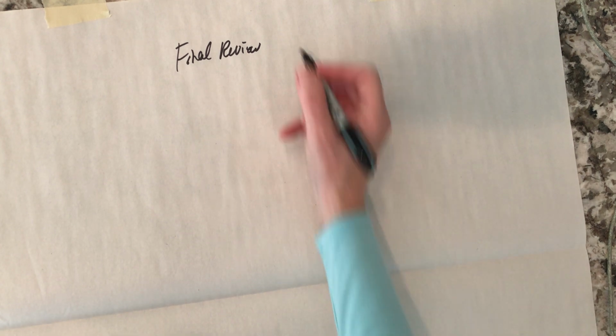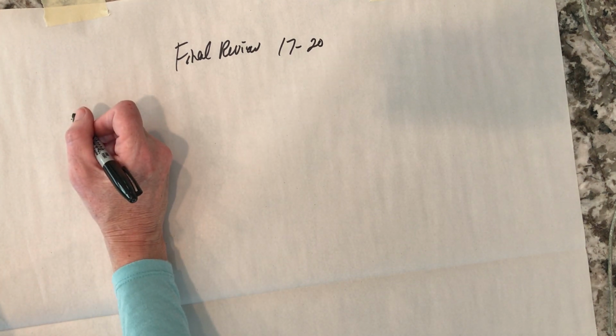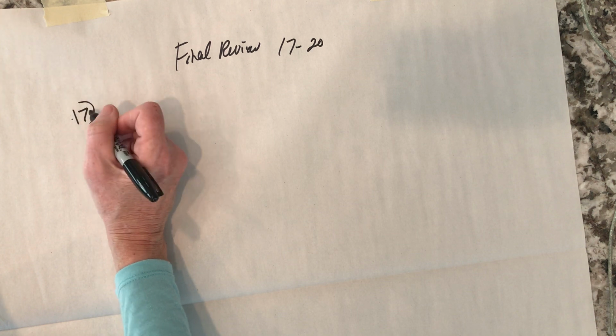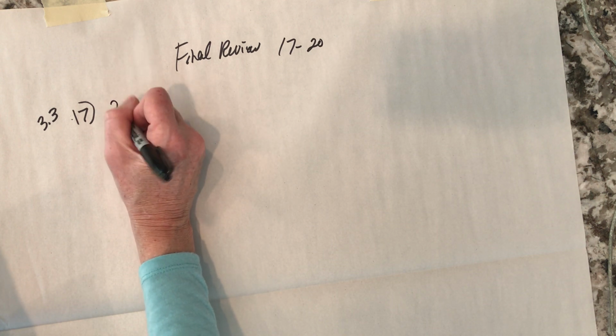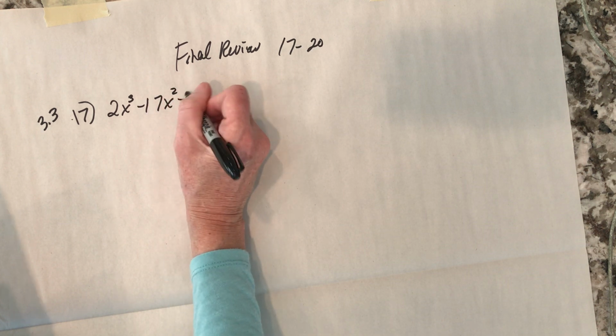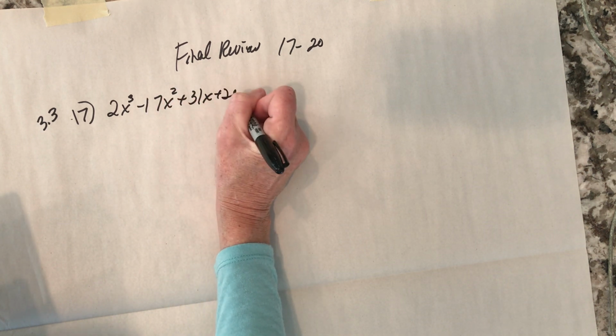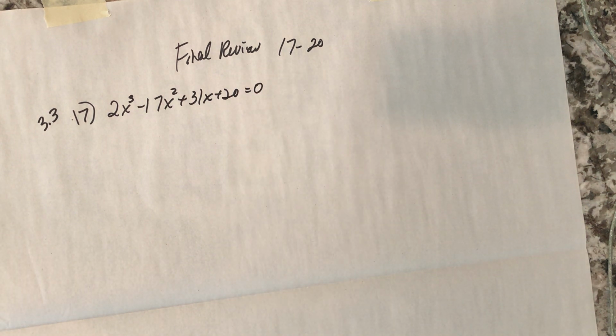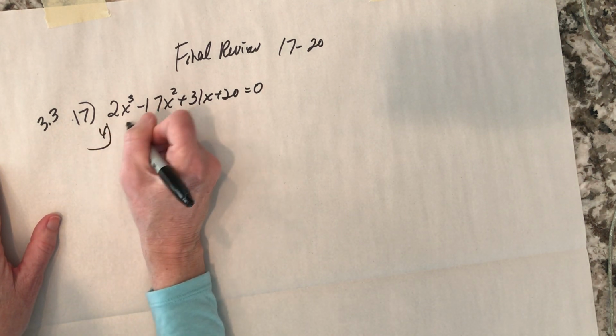Final review, and we are doing 17 through 20 on this page. Okay, so number 17 is from section 3.3. And it's number 19 if you're looking at Annette Thurlow's 54 question review. Solve the equation 2x cubed minus 17x squared plus 31x plus 20 equals 0, given that 4 is a 0 of that equation. So let's work it out and see what's left.